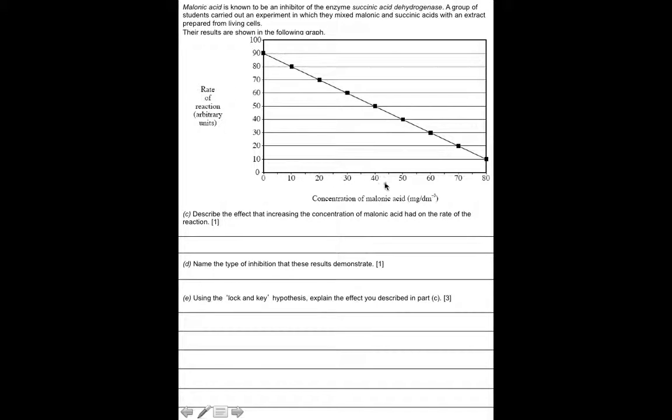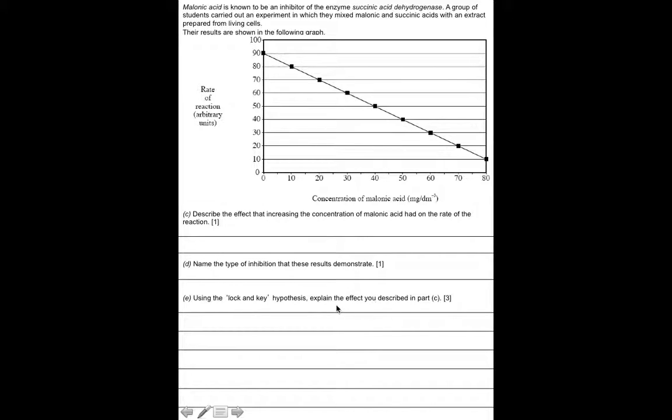So as we increase the amount of inhibitor, as we increase the concentration of inhibitor, then the rate of reaction decreases. Okay, so describe that. So this is just describing it. So increasing the concentration of malonic acid decreases the rate of reaction. The type of inhibition, well, this is going to be competitive, because when the concentration of malonic acid is high, then the rate of reaction is low.